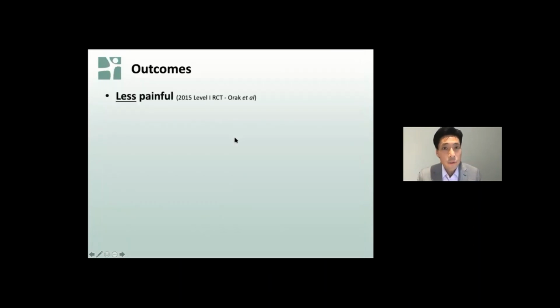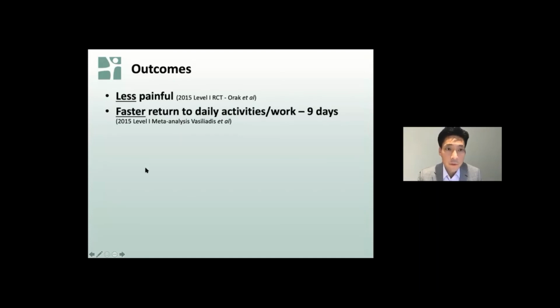Outcomes for carpal tunnel release are great. Specifically for endoscopic carpal tunnel release, they found through pretty good high-level, level 1 randomized trials that it is less painful. They also have found that it returns people to work faster, so maybe about 9 days. And that could be not that useful for some, but for some people that might be meaningful. They have also found that it's equally as effective as a traditional open surgery.